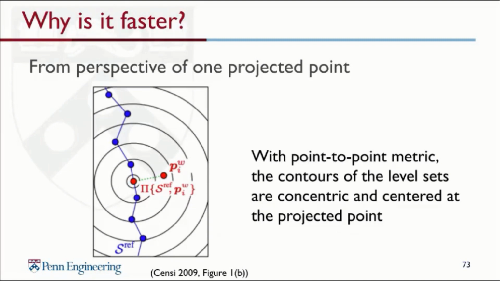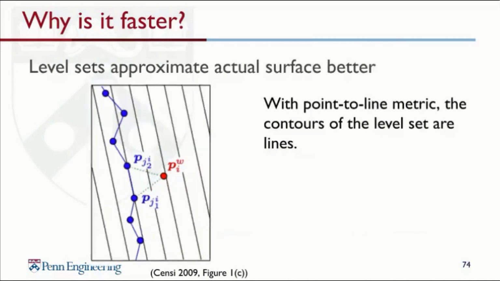So understanding why the point-to-line metric improves the speed of the algorithm can be explained by two reasons. The first is that from the perspective of the one projected point, as can be seen in this figure, let's say that we have some reference surface S of ref, as shown in blue. For the point Pi of W and its corresponding projected point Pi, with the point-to-point metric, the contours of the level sets are concentric and centered at this projected point. In comparison, with the point-to-line metric, the contours of the level set are actual lines.